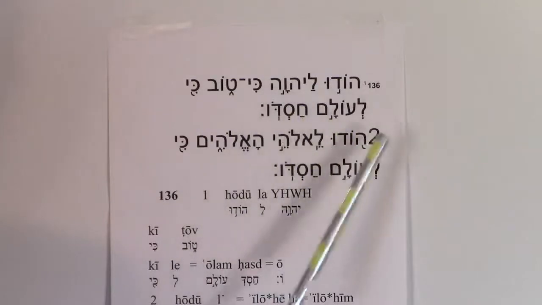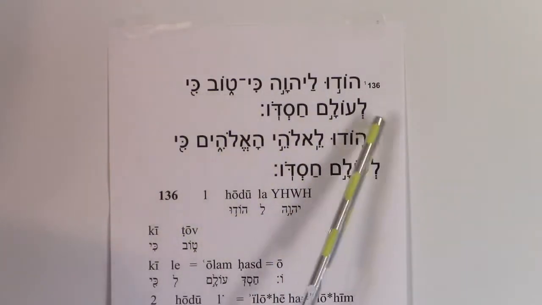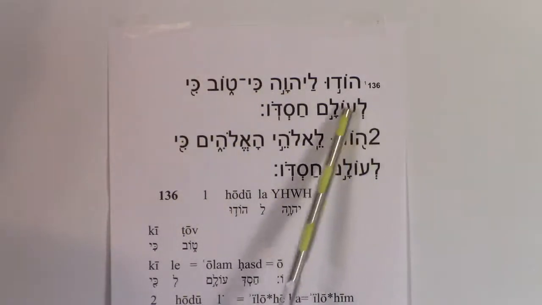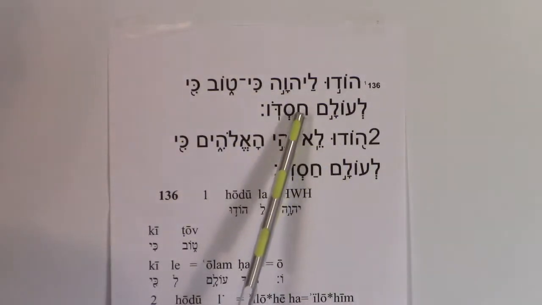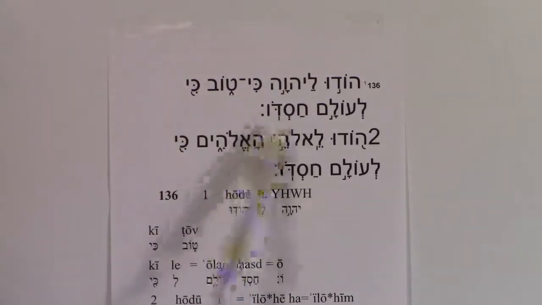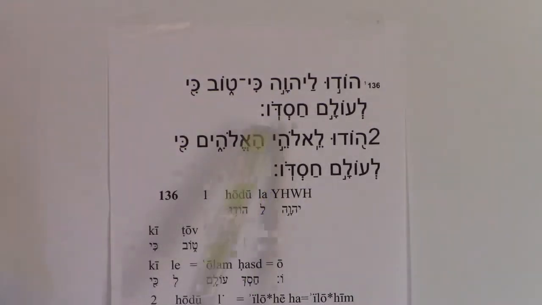Ki Tov, Ki Le, vocal schwa. Ki Le Olam has a silent schwa. Silent. This is a silent schwa. Somebody said, why do we have to have the schwa there? It's silent. Why would we even have it there?